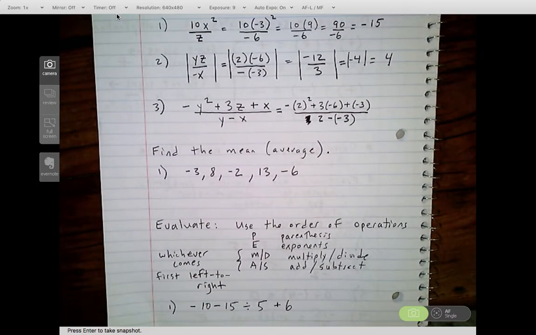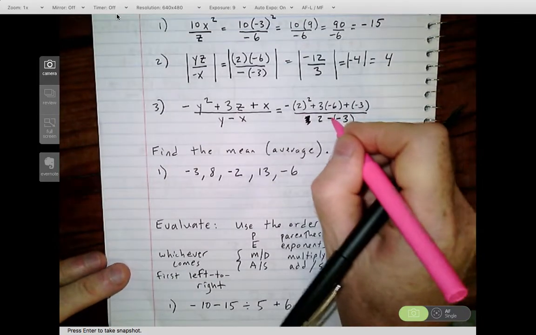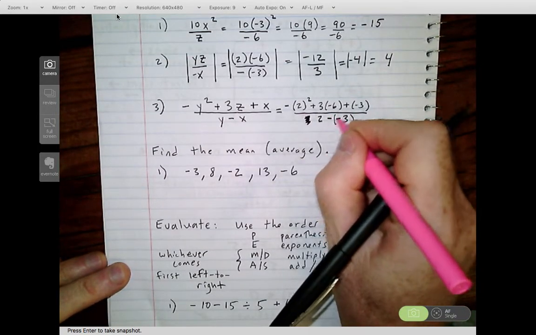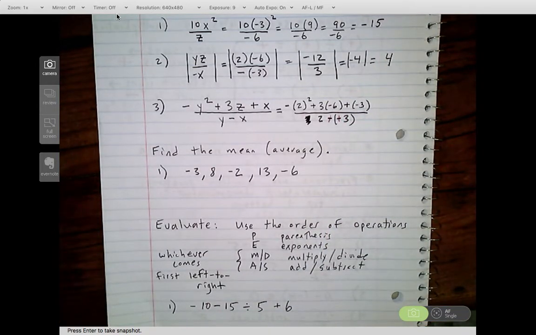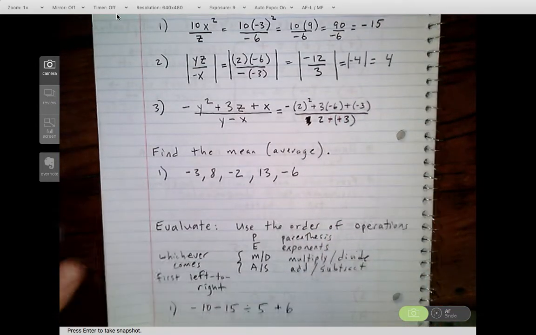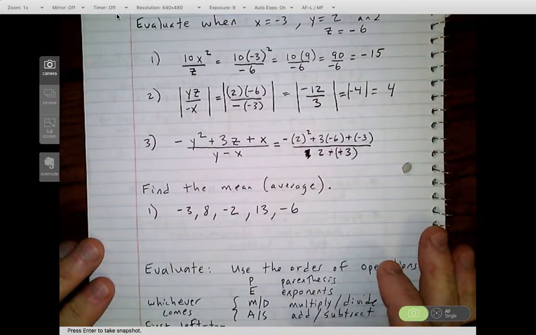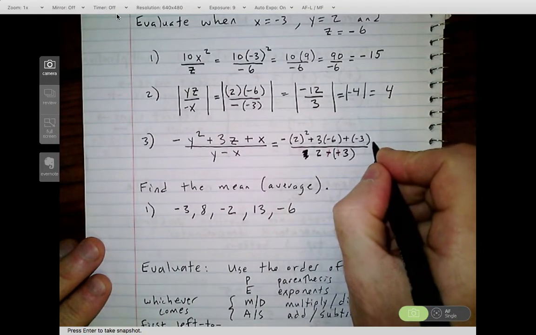Okay? And let's see here. If we have enough room to do this one, remember that what we did last time with addition by the opposite for subtraction. So I'm going to change those both to pluses. Okay, maybe that's a little easier to see now.